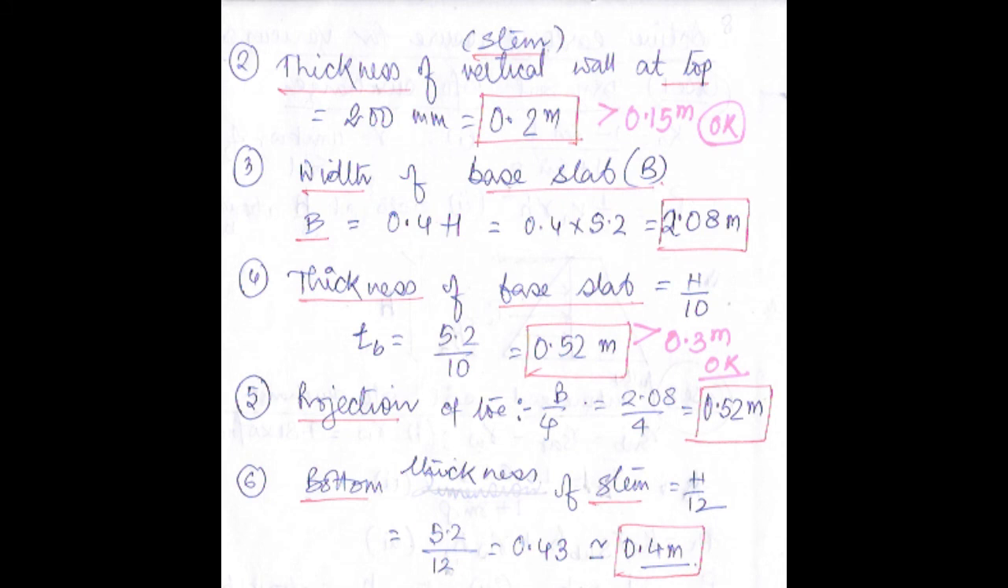So it is okay. Fifth step, projection of the toe slab, that is B by 4. Okay, so B is 2.08 divided by 4 is 0.52 meter. And also one part we have missed, that is the bottom thickness of the stem, that is equal to h by 12. So h is coming as 5.2 divided by 12, that is 0.43 meter. So we can approximate it as 0.4 meter. So this is just the basic dimensioning of the cantilever retaining wall.